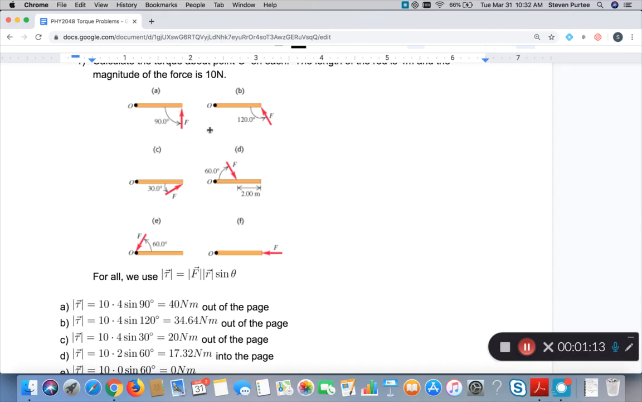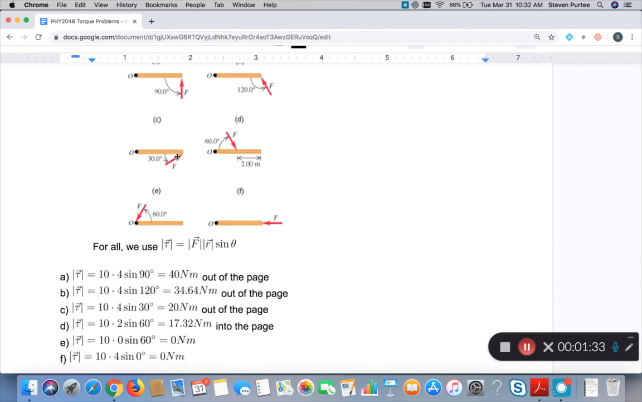In part B, it's the same scenario, but we've changed our angle. Now that we're not pushing at 90 degrees, sine of 120 is smaller than sine of 90, so we'll get less torque. It's also out of the page because this force would make the rod rotate counterclockwise. Same idea in C, 30 degrees though, so we get a much smaller torque.